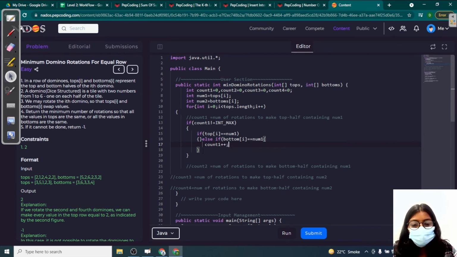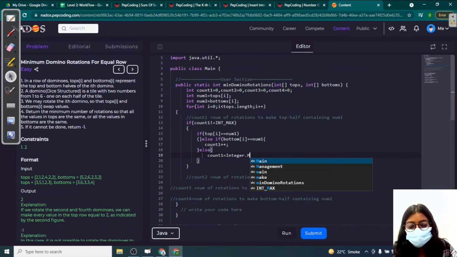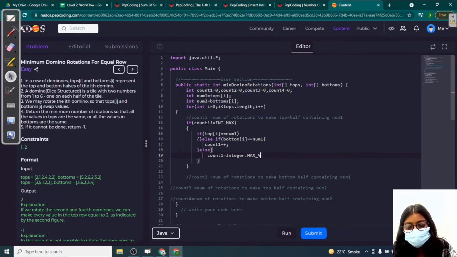Otherwise, else, nor my bottom of I is equal to number 1 or nor my top of I is equal to number 1, then do what? Then make the count 1 as Integer dot MAX_VALUE. So we have Integer dot MAX_VALUE in Java.